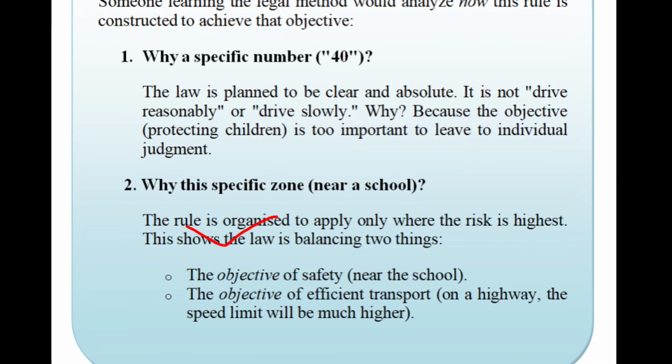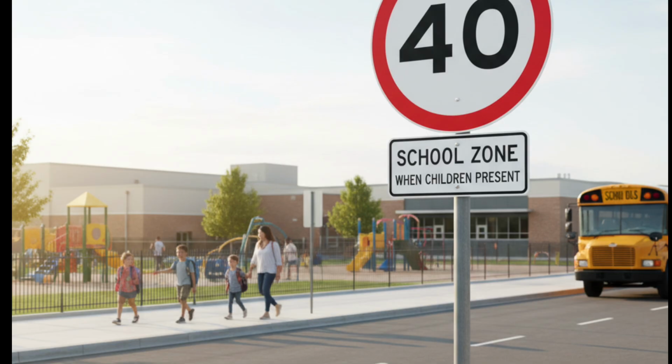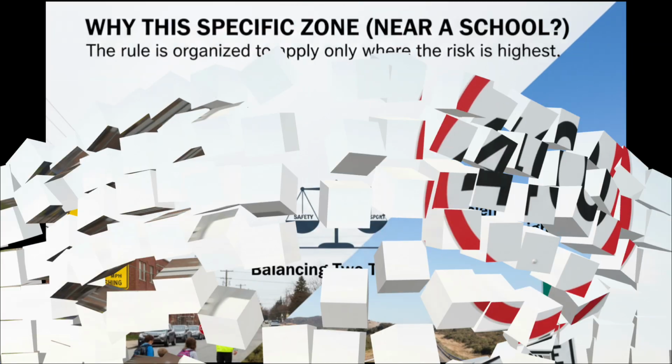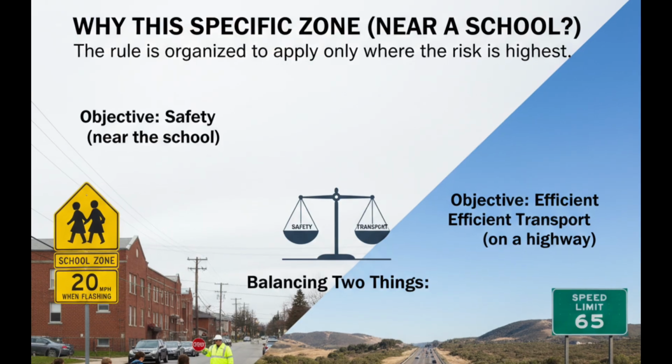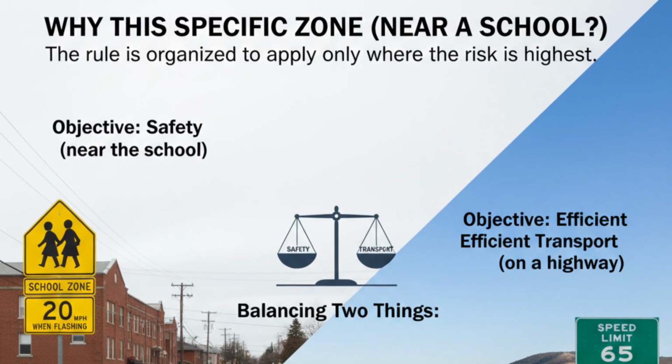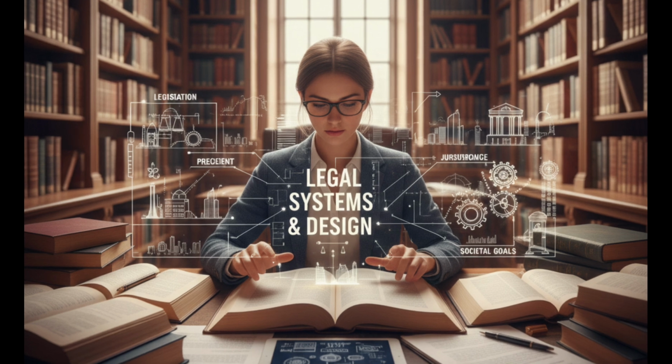Why not at temples or theaters? Dear friends, the rule is organized to apply only where the risk is highest. This shows the law is balancing two things: number one, the objective of safety near the school, and number two, the objective of efficient transport. Dear friends, by studying this, we learn that the law is not random.